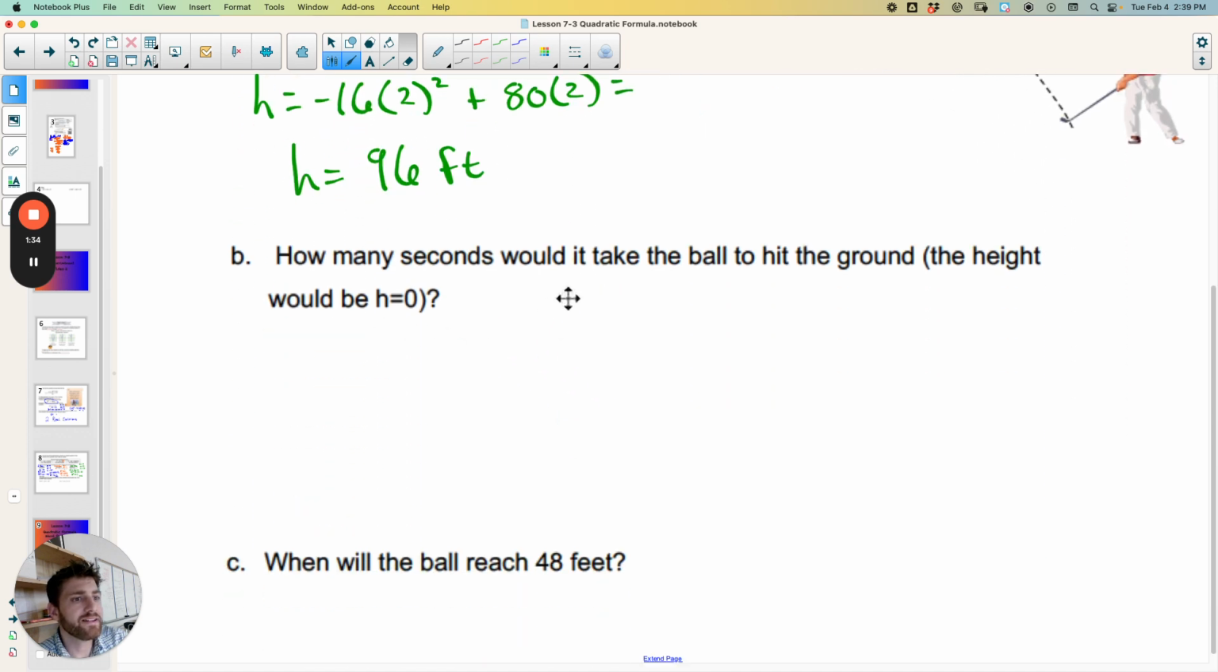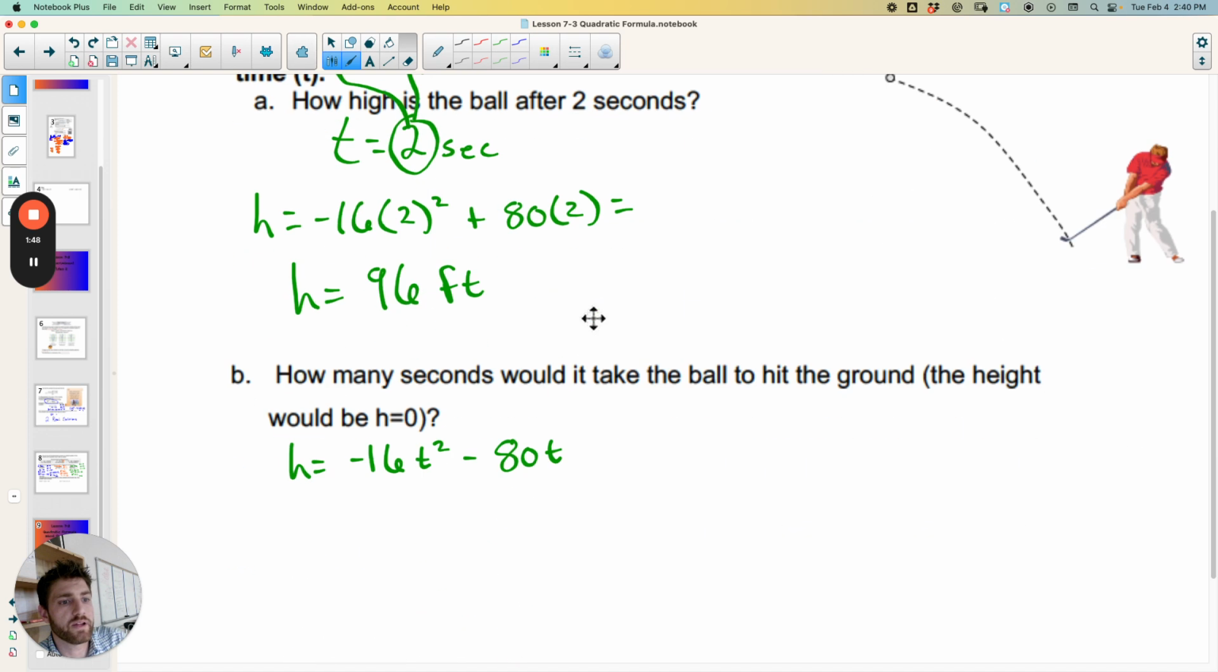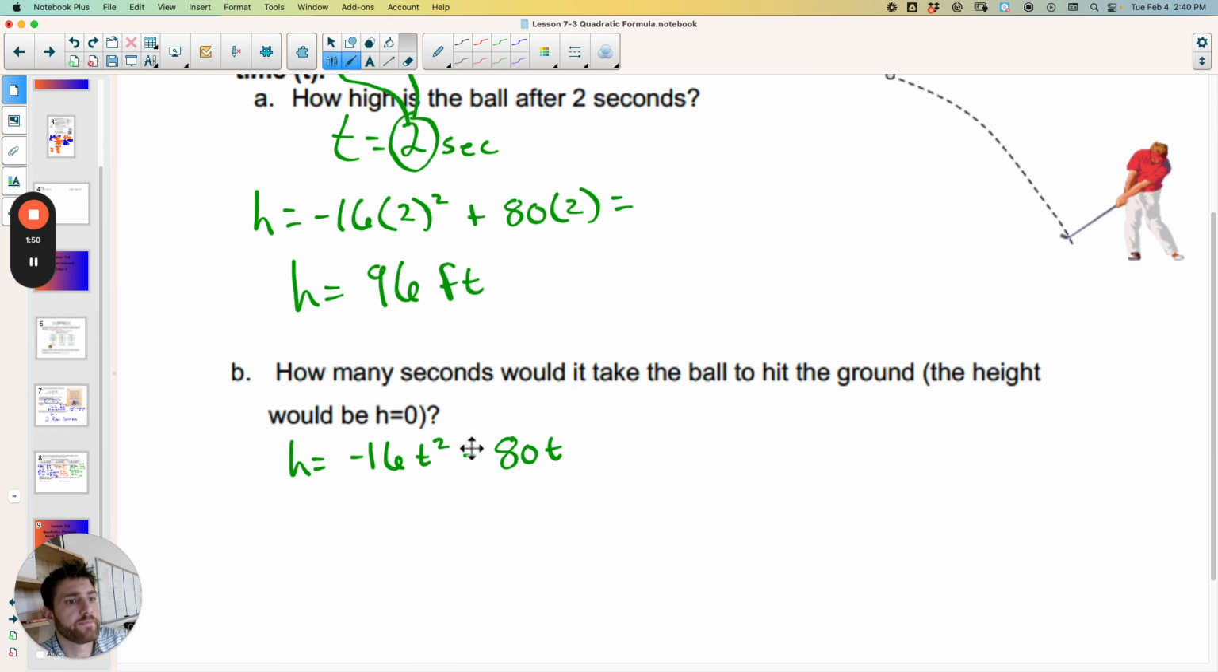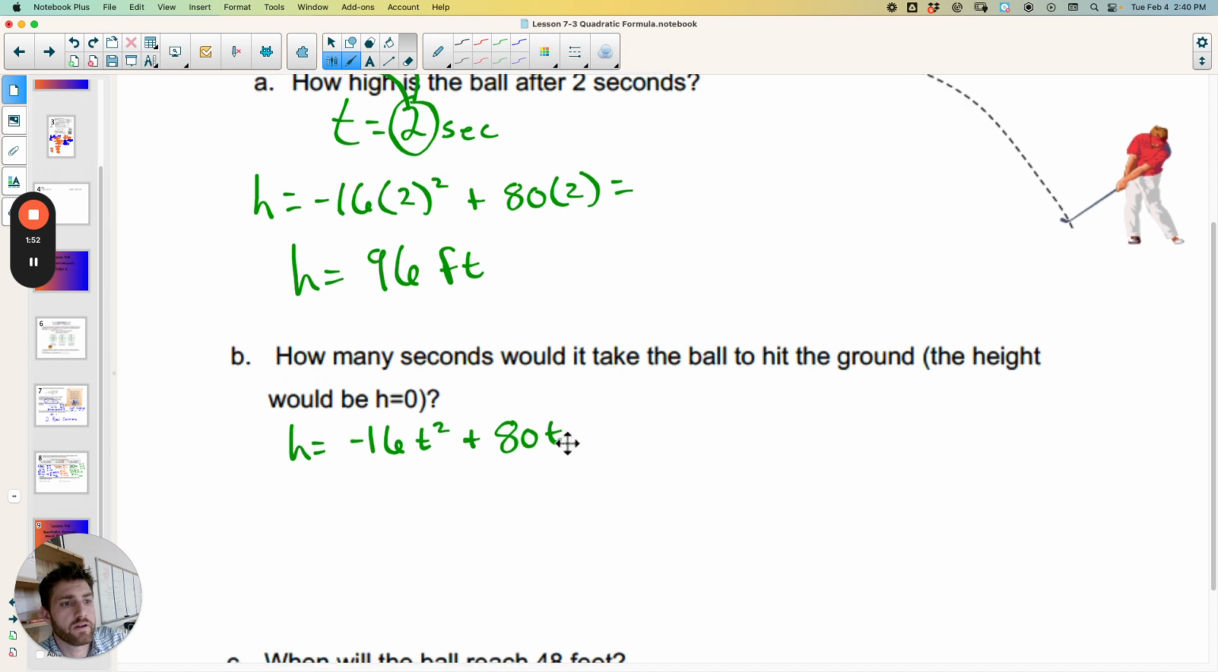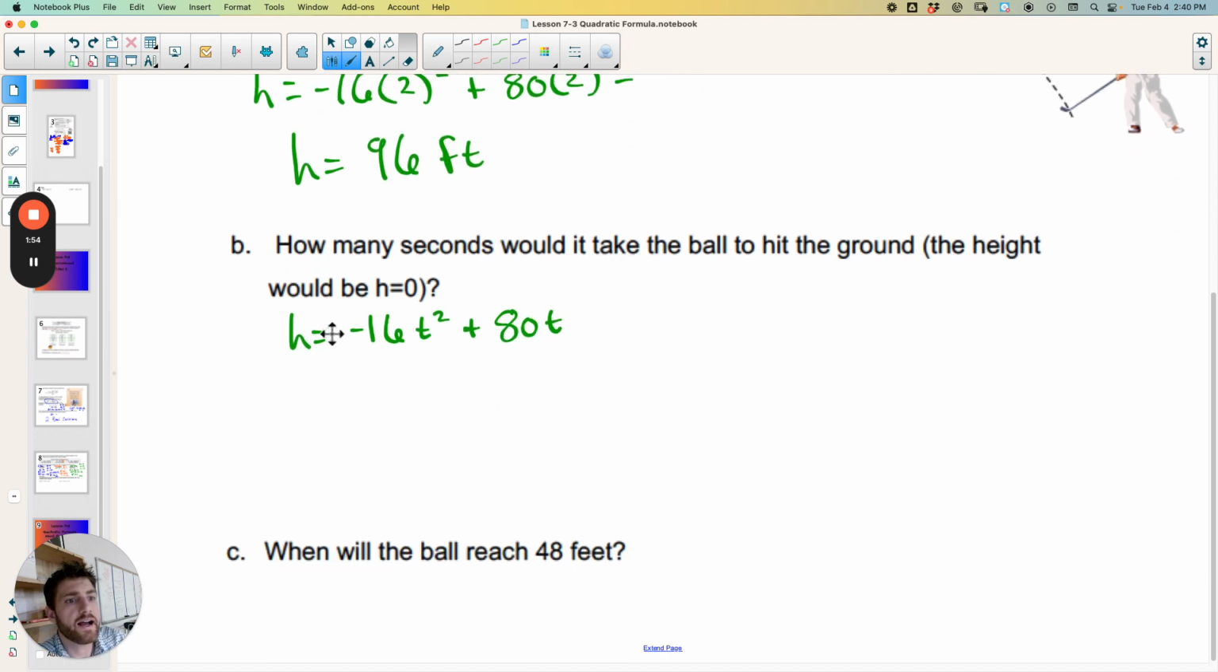It says, how many seconds would it take for the ball to hit the ground? In other words, if the height is equal to 0. So if I know that h is equal to negative 16 t squared plus 80t, then I know that I can plug in 0 for h and solve.